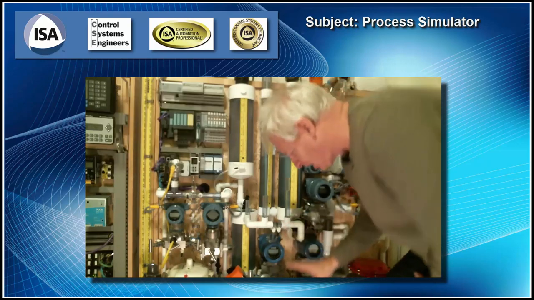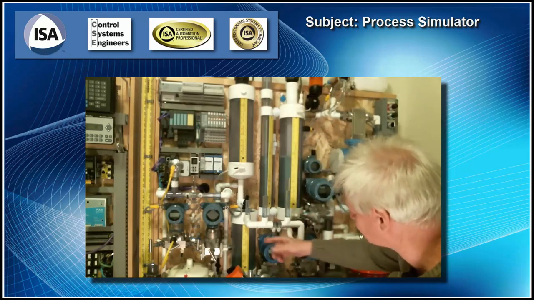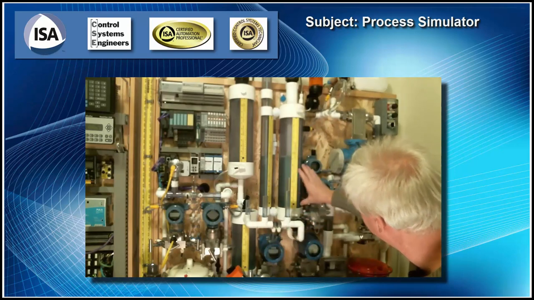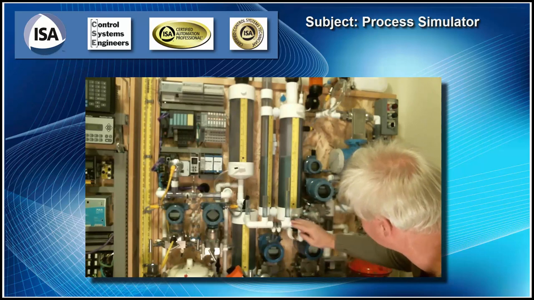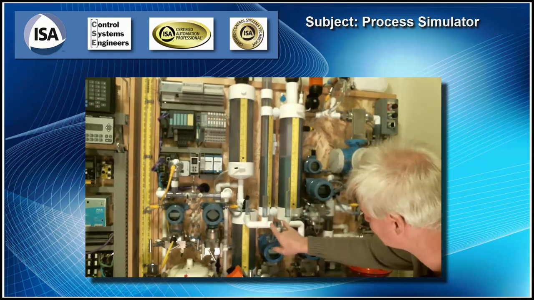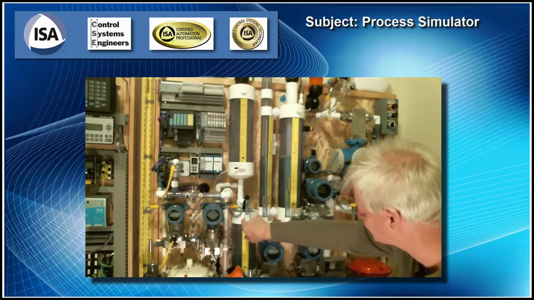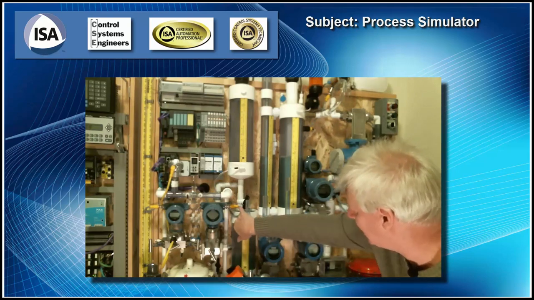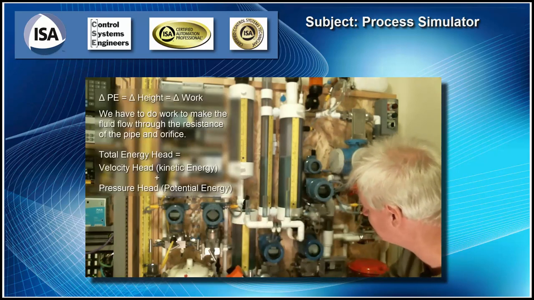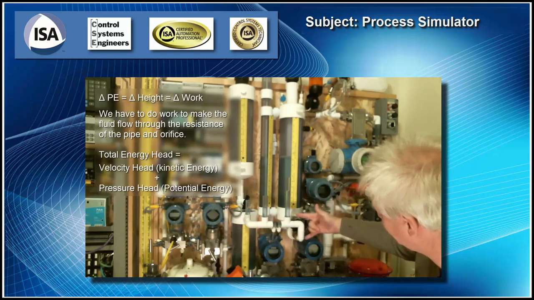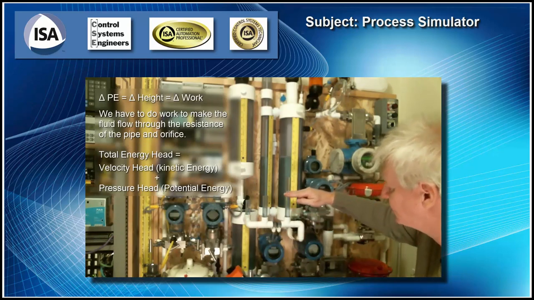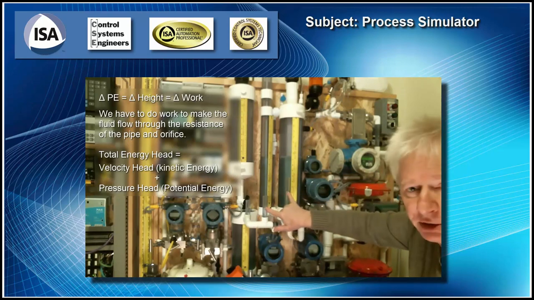So this can be understood as resistors. This valve and these 90s are a resistor, and this orifice is a resistor, and this piece of pipe is a resistor, and this orifice back here is a resistor. And we take the potential energy, it's the difference of potential, just like voltage. And so we can see our potential is the ability to do work.